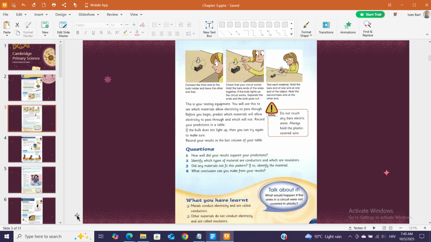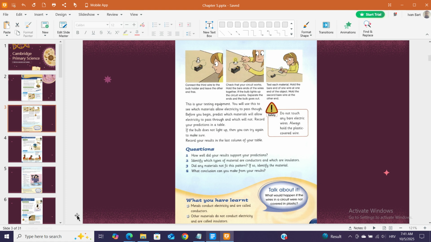1. How well did your results support your predictions? Safety. Do not touch any bare electric wires. Always hold the plastic-covered wire. 2. Identify which types of material are conductors and which are insulators. 3. Did any materials not fit this pattern? If so, identify the material. 4. What conclusion can you make from your results?